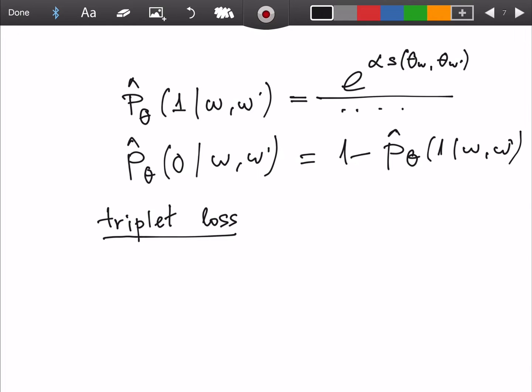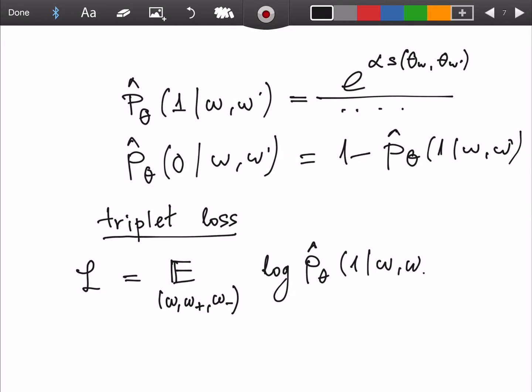The triplet loss, again, will be an expectation of. Typically, we'll take the log of these probabilities as we do in binary classification. Expectation is taken over all the triplets. Log p theta 1 of W and W prime. Right? Should be the other way around. So you tell me, you would like to minimize this probability, right? You'd like to minimize this probability, so you want to put 1 or 0, you tell me?